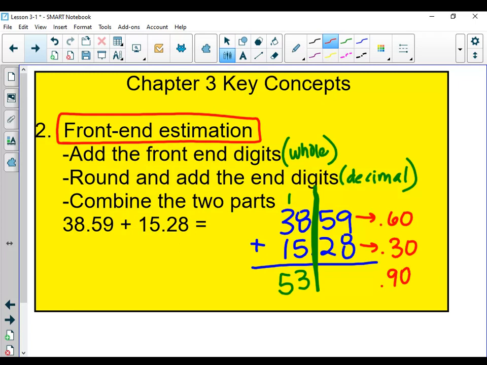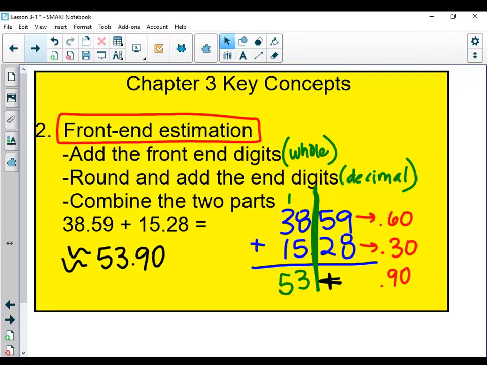Part 3, combine the two parts. So my estimate, make sure you put the about sign, 53.90. And you might be thinking, you don't need that zero. You're right, I don't. Is there anything wrong with leaving it there? Nothing. Leave it if you want. Erase it if you want.